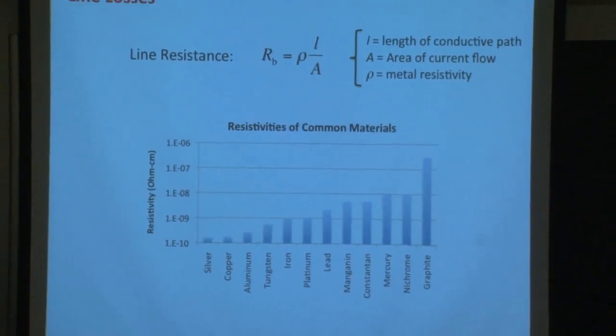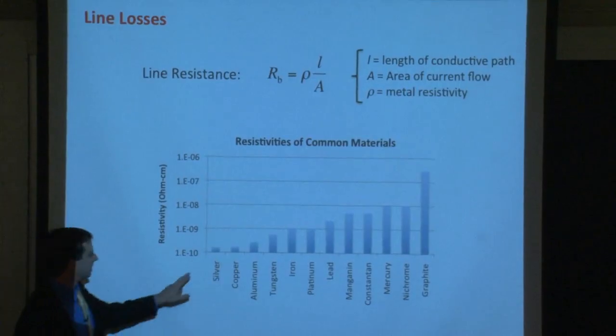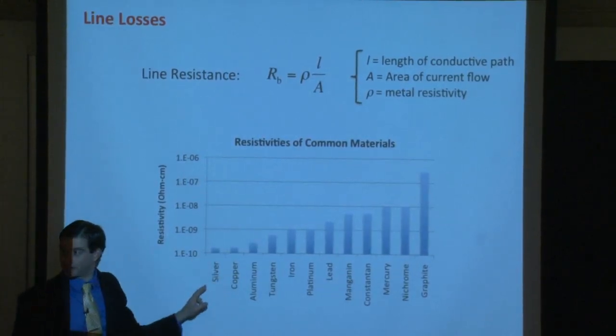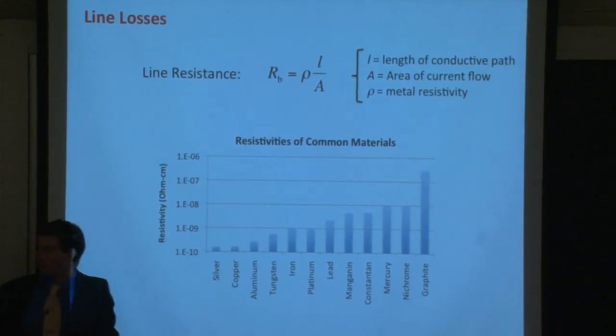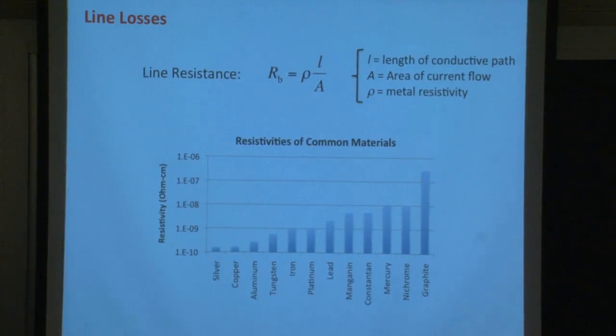So the rho, the metal resistivity: resistivities of several metals and non-metal materials are given here. That's typically why you see silver contact metallization used for solar cells. It's because it has a very low resistivity, which means that the resistance line losses will be small.